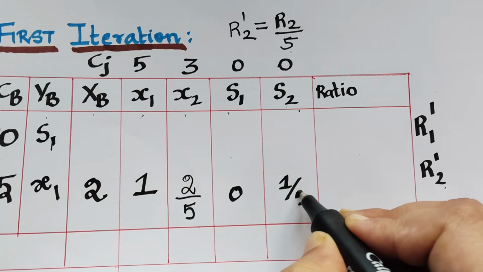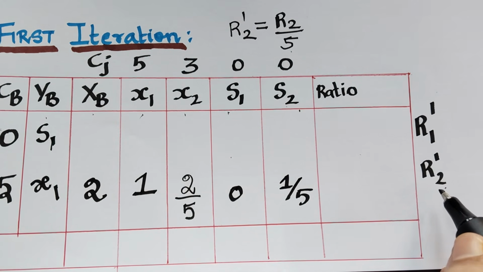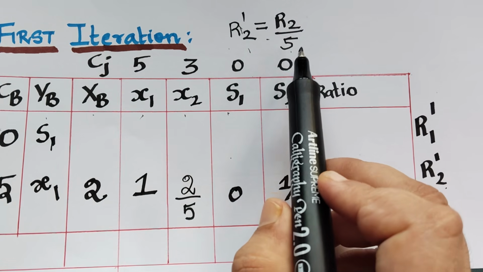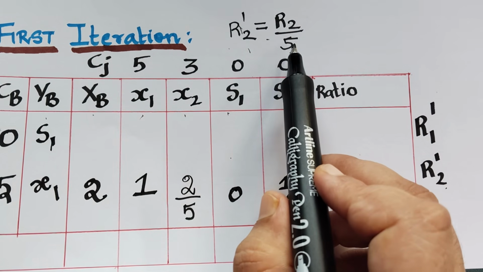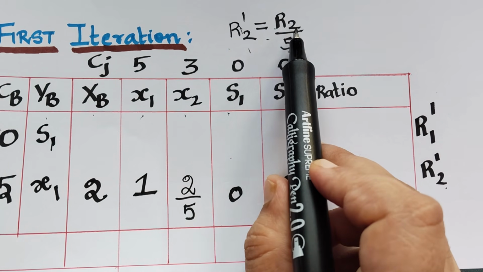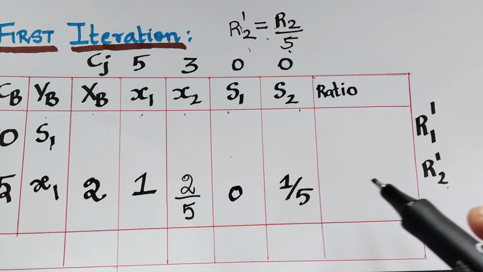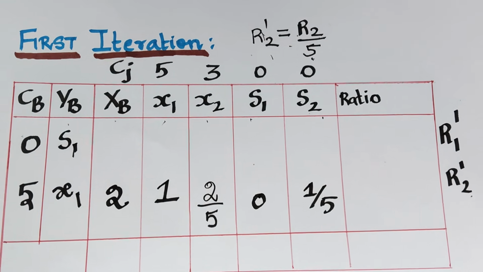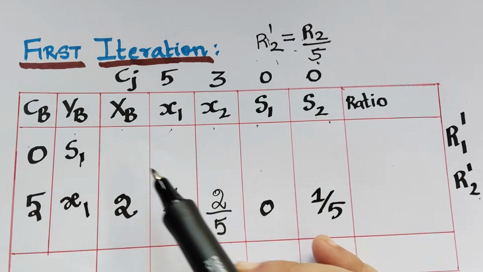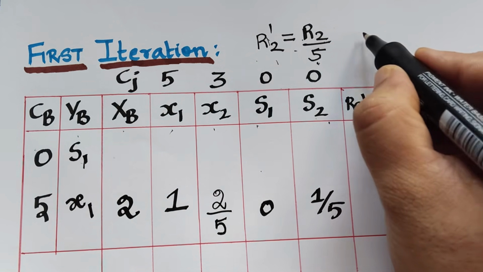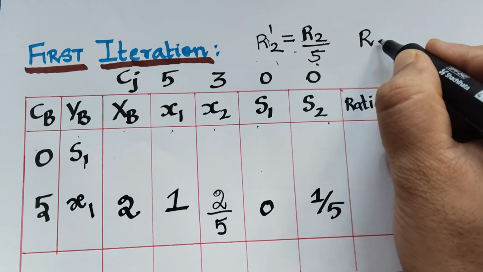So remember, the new pivotal row is represented as R2 dash, and that is equal to the old pivotal row divided by the pivotal element. The pivotal element is 5 and the old pivotal row is represented as R2. So we have found R2 dash to be equal to R2 divided by 5. This is the formula that you have to remember. Now we have to find the new S1 equation, that is R1 dash.